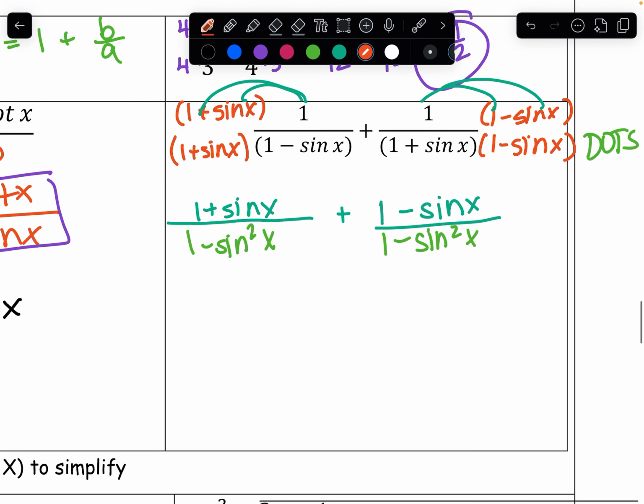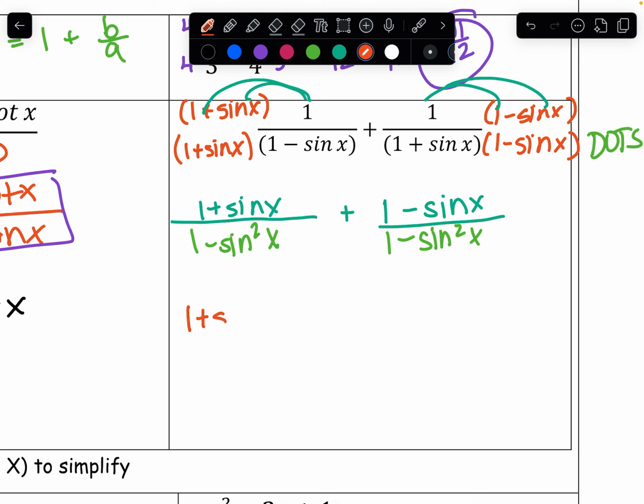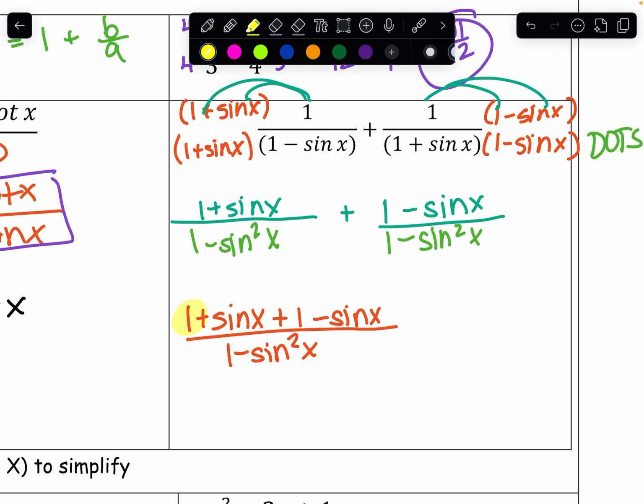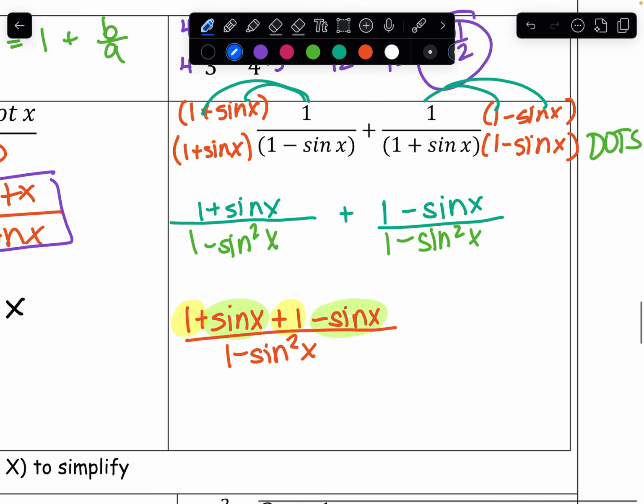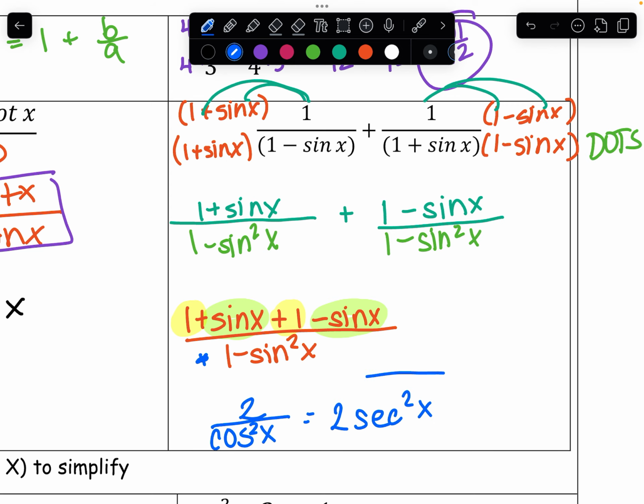And so, since now they have the same denominator, we are going to have 1 plus sine x plus 1 minus sine x all over 1 minus sine squared x. So there's a couple things we can do. We can combine like terms, so 1 plus 1 and sine of x minus sine of x. And we can also turn that bottom into a Pythagorean identity, which will give us 2 over cosine squared x. Well, 1 over cosine squared x is secant squared, so we get 2 secant squared x.